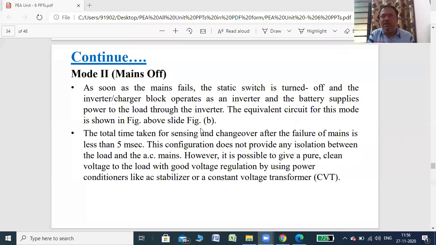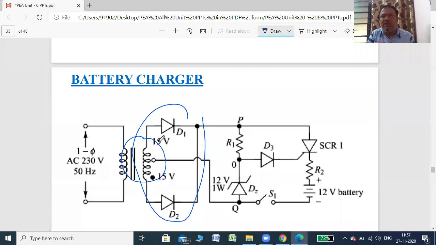So the battery charger that we started in the last lecture. In this circuit, the first part is nothing but a rectifier. This is a step down transformer, which converts to 15 volt. Then two diodes form a rectifier. The output of this rectifier is given to P, and one terminal is given to Q.